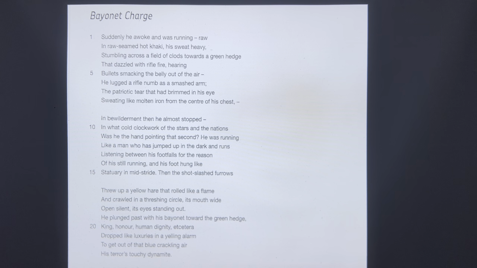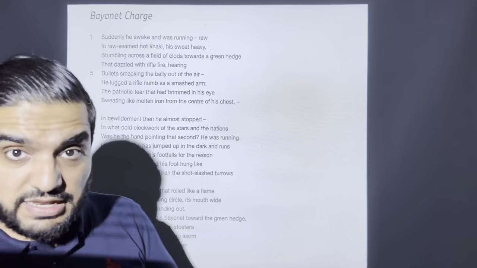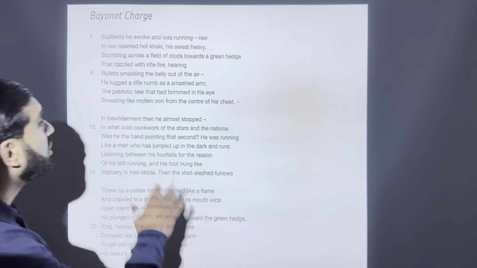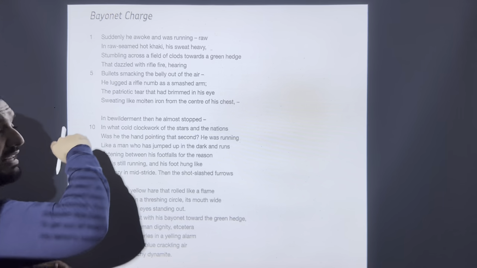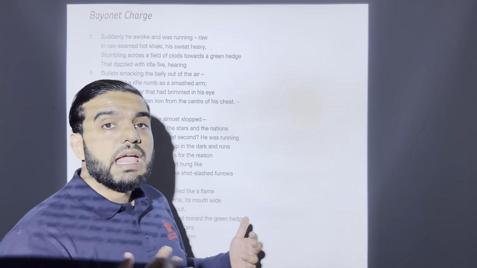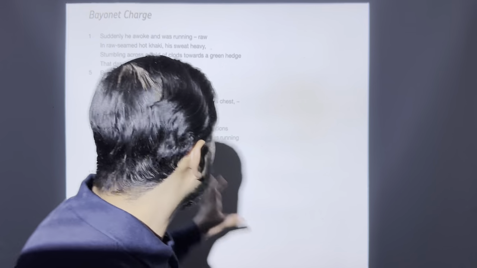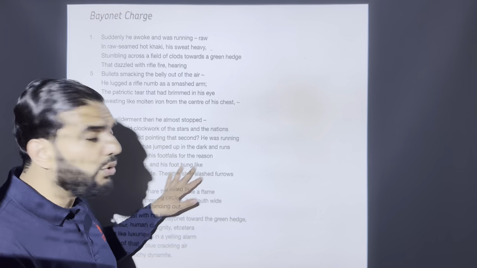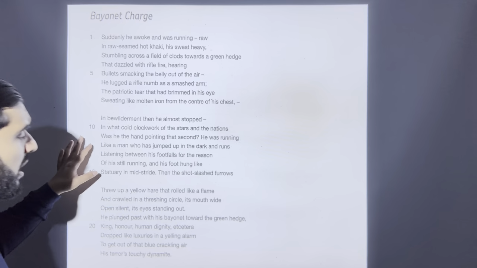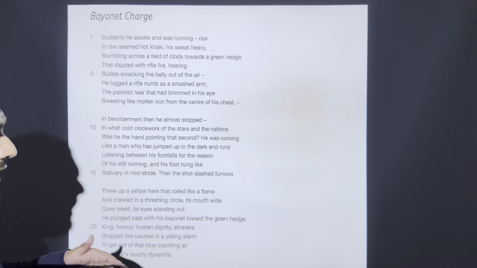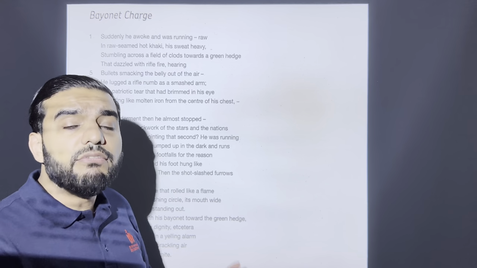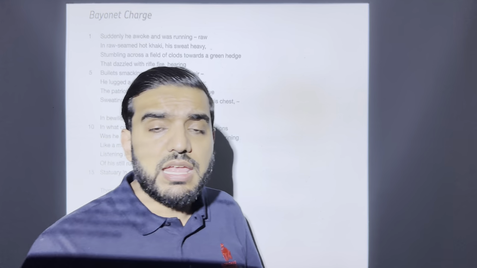Guys, what is a bayonet? A bayonet is a rifle that has a knife attached to the end. And this poem, guys, essentially, in a nutshell, it's about a soldier who wakes up and he is in the middle of a battle and he runs. And as he's running, he's thinking, what am I doing here? Why am I even here? And then by the end of the poem, he realizes that everything he's been sold is a lie. Everything he's been fighting for is a lie.